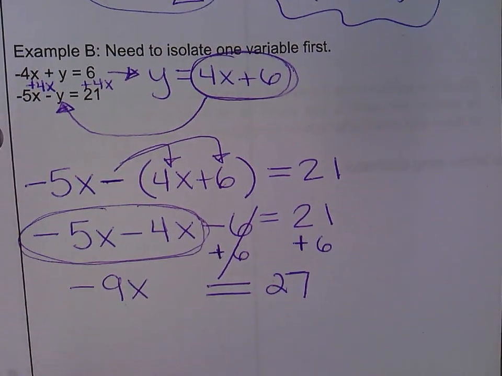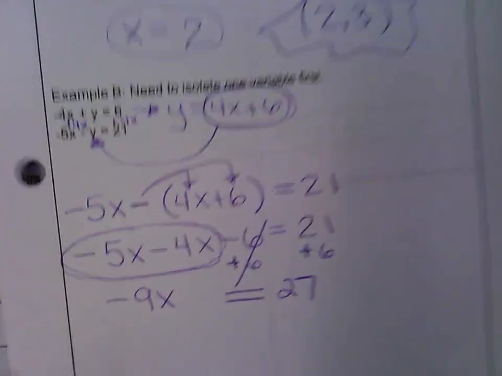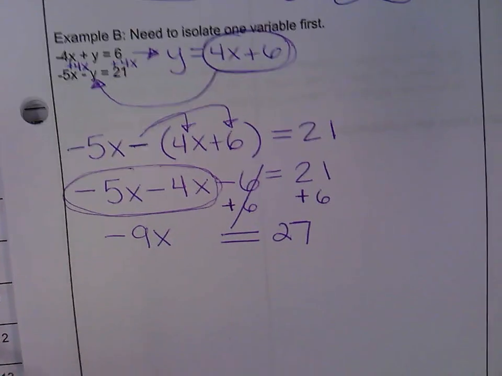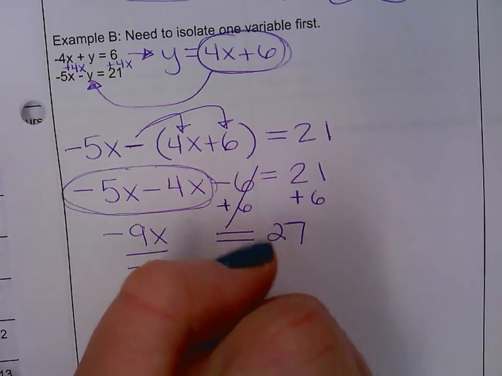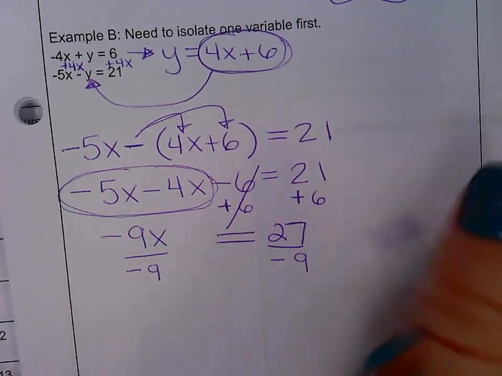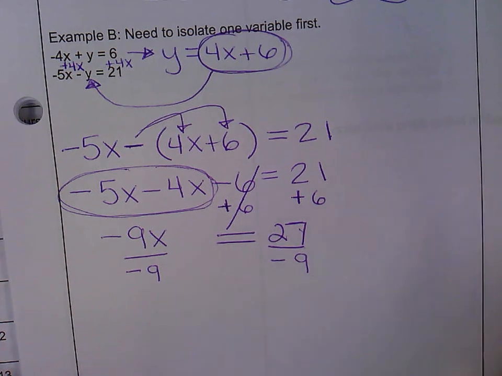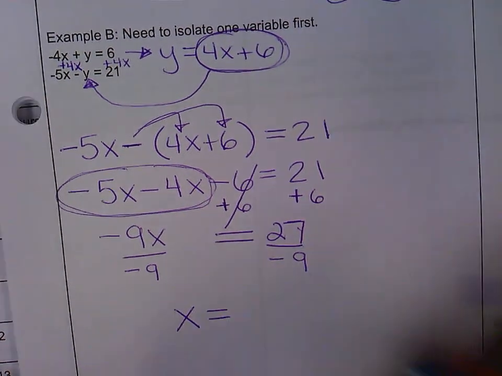What would be my next step to solve for x? And a positive divided by a negative will give me a negative answer, right? So I'll get a negative 3 as my answer.